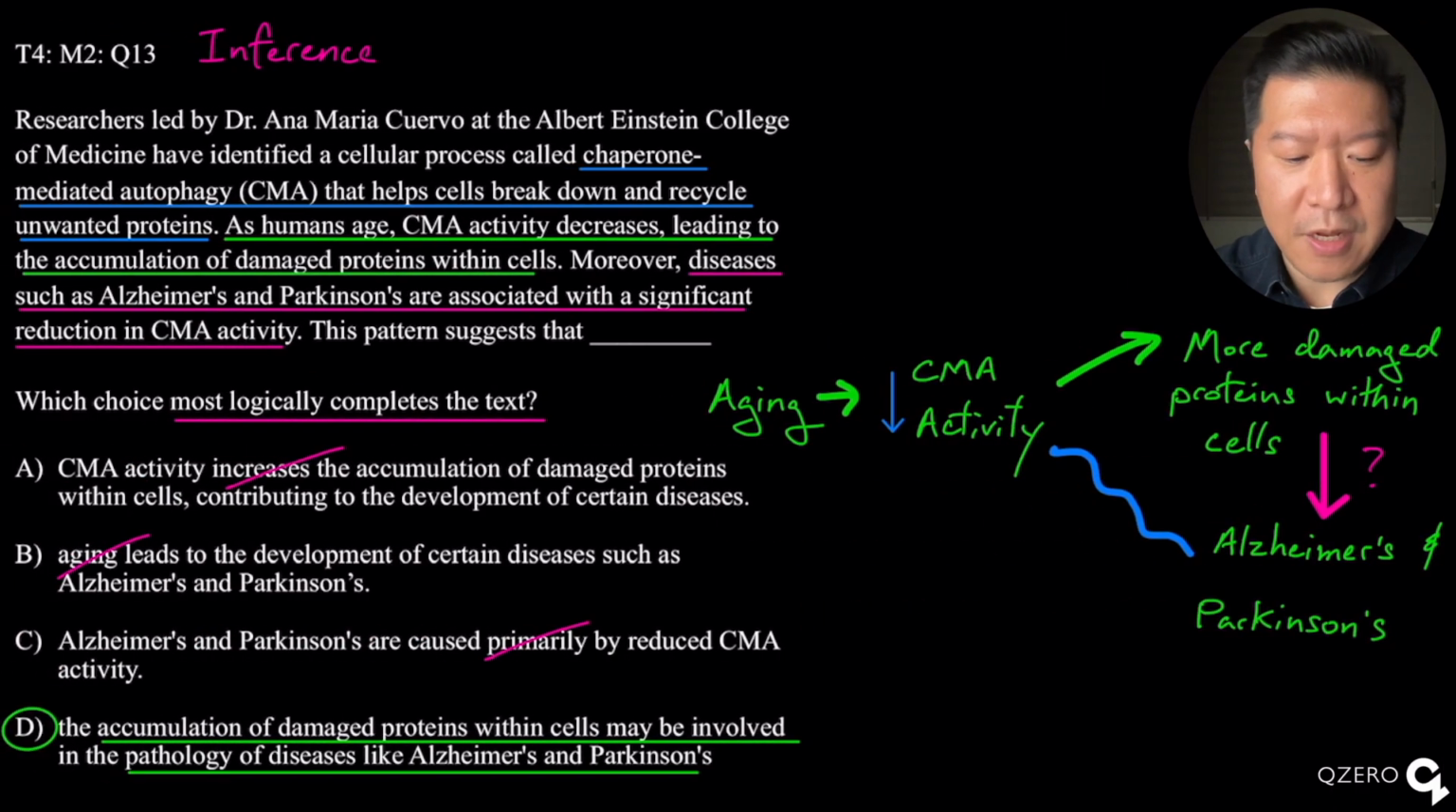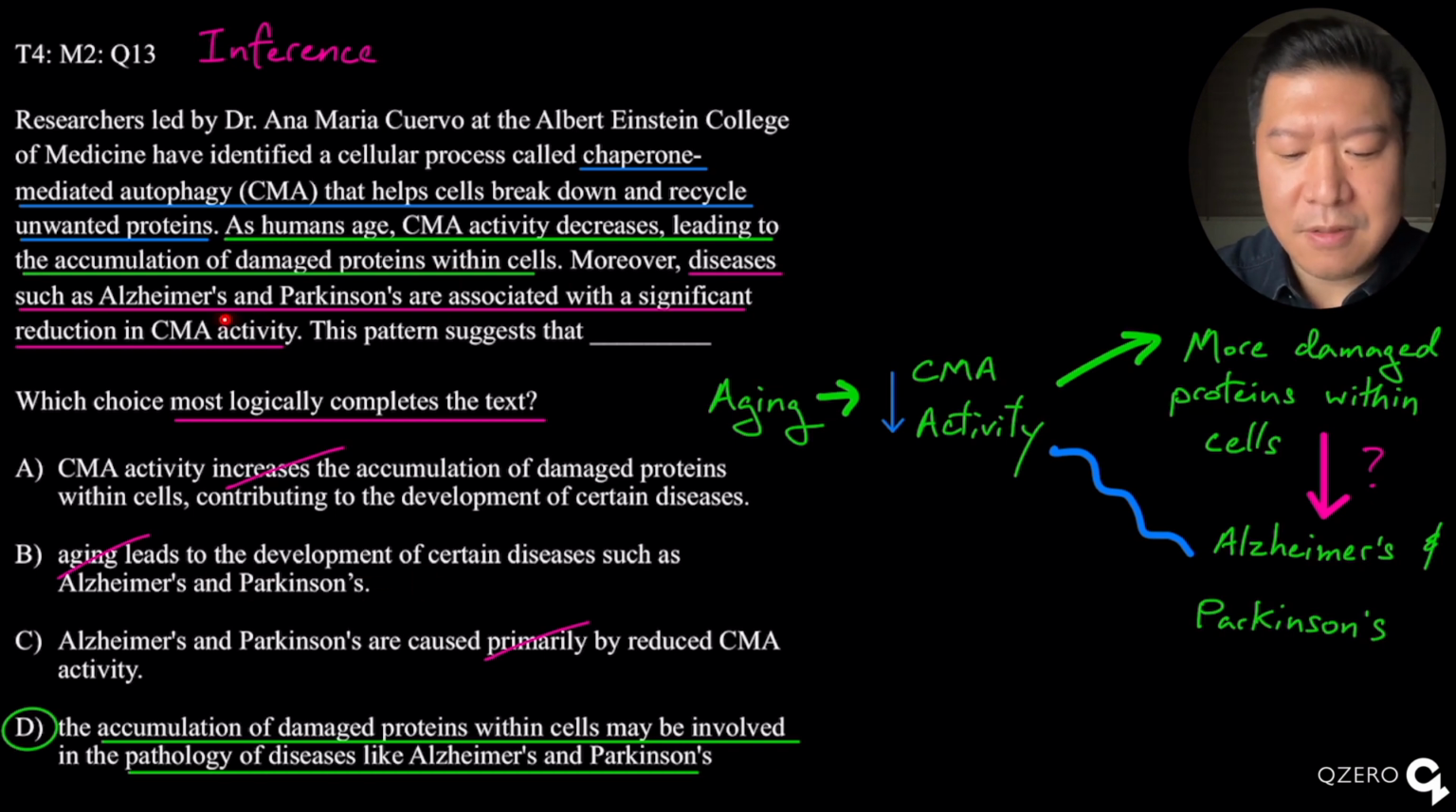When we look at answer choice Alpha, CMA activity increases the accumulation of damaged proteins. Well, that's wrong. It should be the decrease of CMA activity that increases the accumulation. So that eliminates Alpha. Bravo: aging leads to the development of certain diseases such as Alzheimer's and Parkinson's.